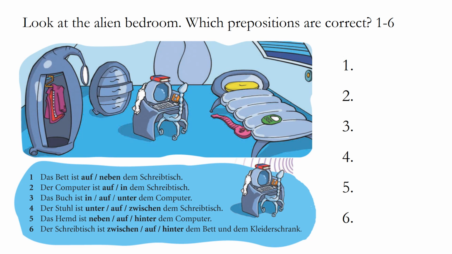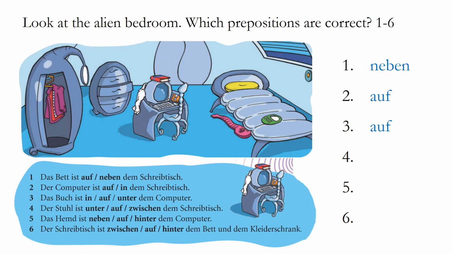1. Das Bett ist neben dem Schreibtisch. The bed is next to the desk. It would be very odd if the bed was on top of the desk, not very comfy. 2. Der Computer ist auf dem Schreibtisch. The computer is on top of the desk. 3. Das Buch ist auf dem Computer. The book is on top of the computer.